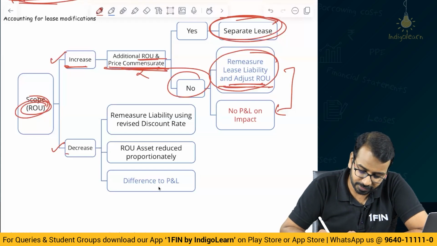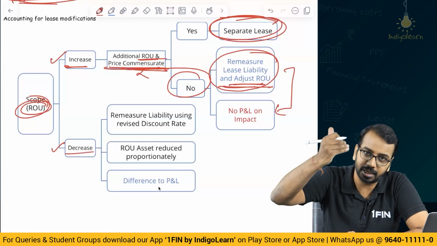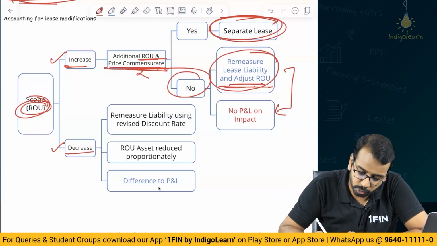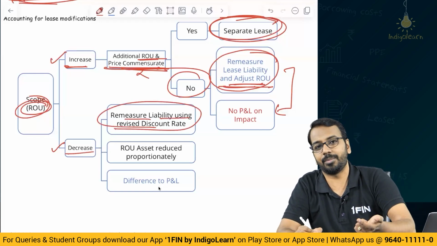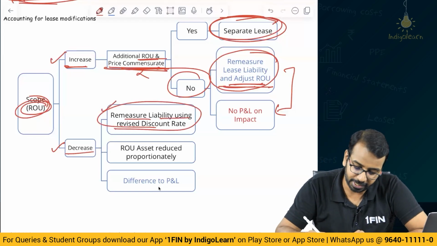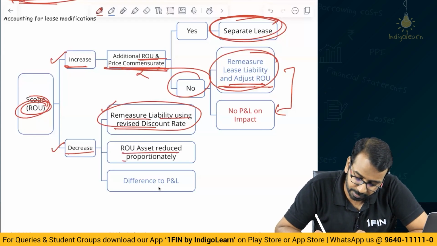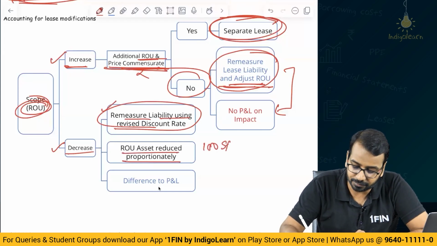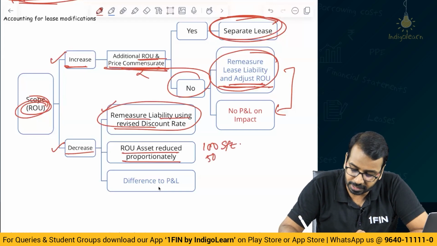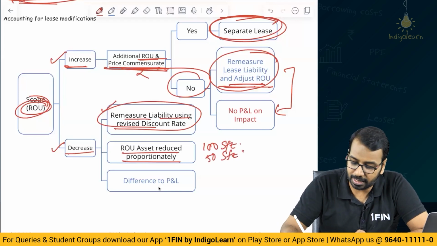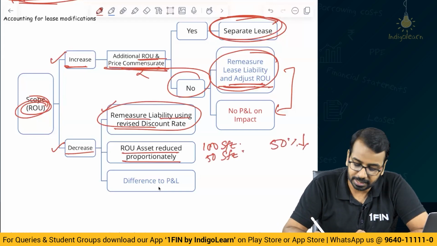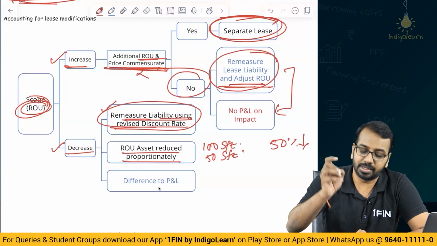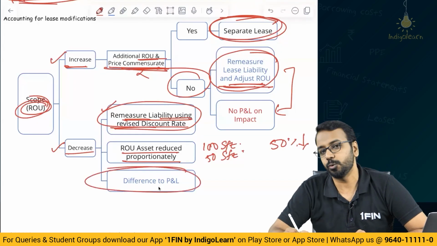Then if there is a decrease, meaning you have, let's say, vacated some portion, then you will remeasure the liability using a revised discount rate. ROU asset will be reduced proportionately, meaning to say, if earlier I had 100 SFT, now I have only 50 SFT, so whatever is the right of use balance, you will bring it down by 50%. The new liability you will measure using the revised discount rate, and the difference will be charged to P&L.